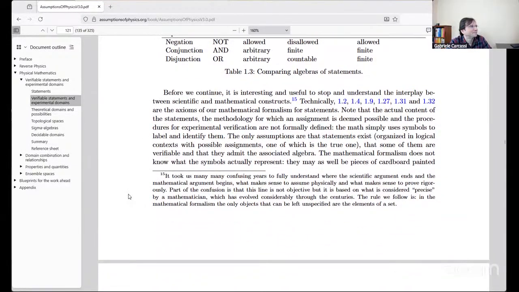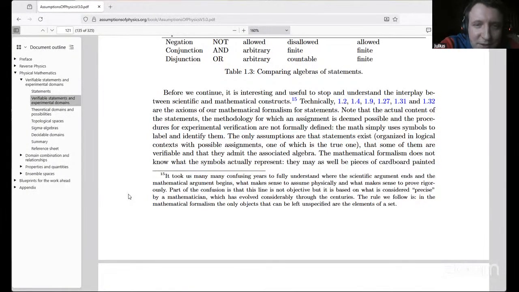Before we continue, it is interesting and useful to stop and understand the interplay between scientific and mathematical constructs. Okay, so I read the footnote. It took us many confusing years to fully understand where the scientific argument ends and the mathematical argument begins, what makes sense to assume physically and what makes sense to prove rigorously. Part of the confusion is that this line is not objective, but it is based on what is considered precise by a mathematician, which has evolved considerably through the centuries. The rule we follow is, in the mathematical formalism, the only objects that can be left unspecified are the elements of a set.